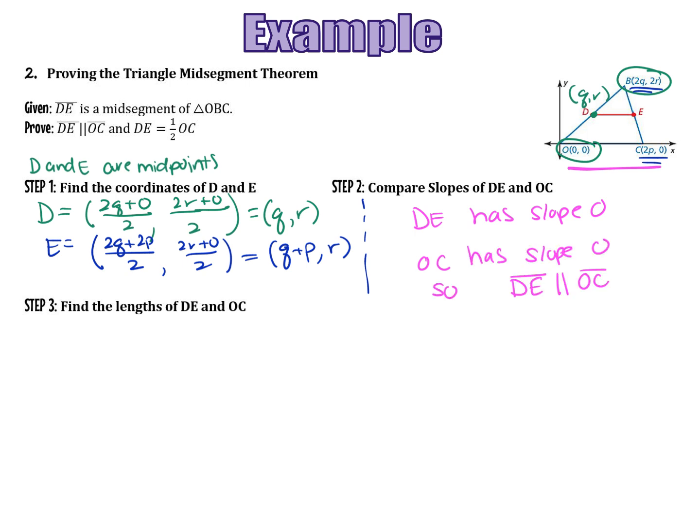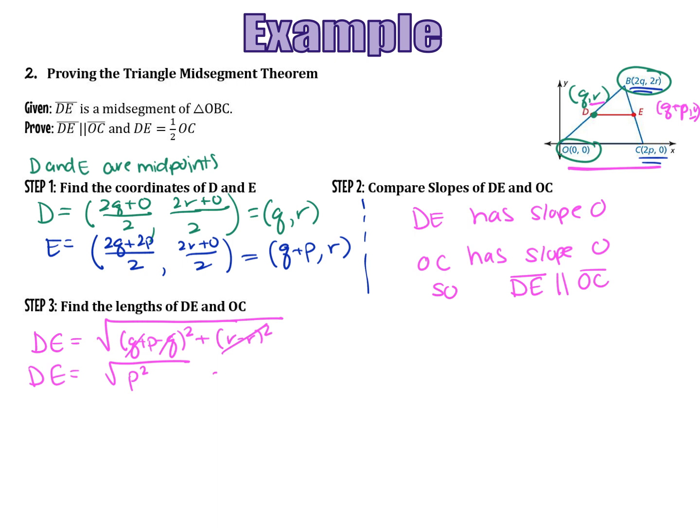Lastly, we're going to find the lengths of DE and the length of OC using the coordinates that we know. So DE is going to be the square root of, so I'm using the 2 points that I found, q plus p, comma, r. I'm going to use those two coordinates. So if I do x2 minus x1, q plus p minus q squared, plus, looking at my y values, r minus r squared. So DE is going to be the square root of, well, these q's are going to add to be 0, so p squared. r minus r is 0. And the square root of p squared is just going to be p.